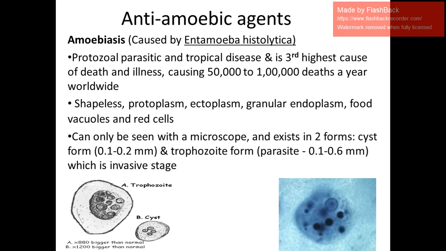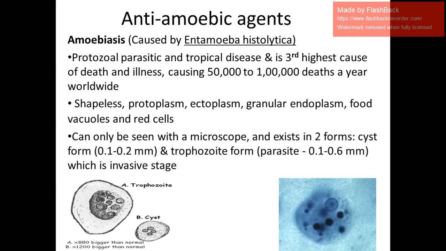Now, amoeba can be seen only with a microscope, and it exists in two forms, the cyst form and the trophozoite form. The cyst form, as it is drawn here, is smaller in size, ranging from 0.1 to 0.2 millimeter, and the dimension of the trophozoite form of the parasite ranges up to 0.6 millimeter. The cyst form is the non-invasive form of amoeba, while the trophozoite form is the invasive form. Whatever infection is caused by the amoeba is because of the trophozoite form.